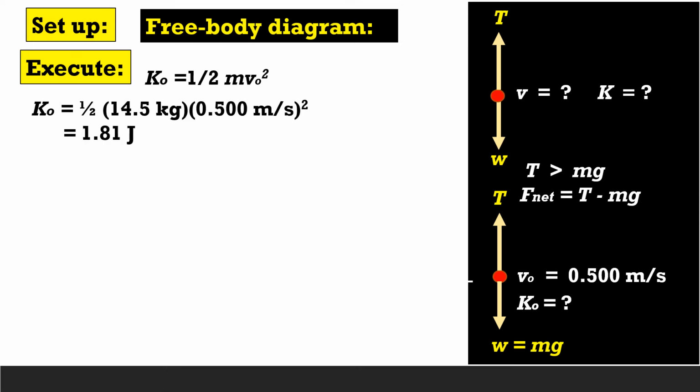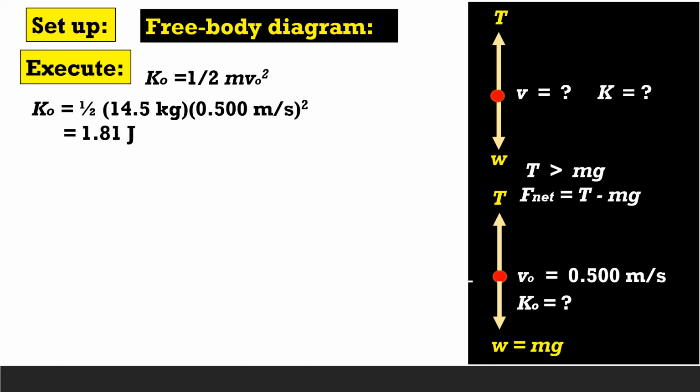Substituting the given mass and the given initial speed and doing your algebra, we find the value for the initial kinetic energy, which is 1.81 joules. Now, are we going to use the same formula for kinetic energy to find the final kinetic energy? The answer is no. For this tutorial, we are not going to use this formula since we don't know the final speed v.